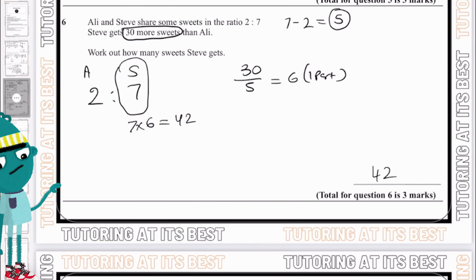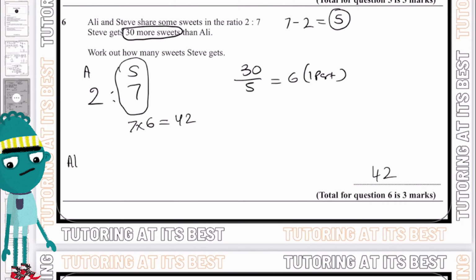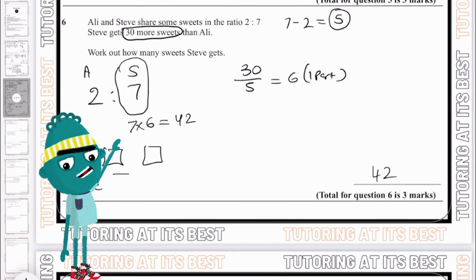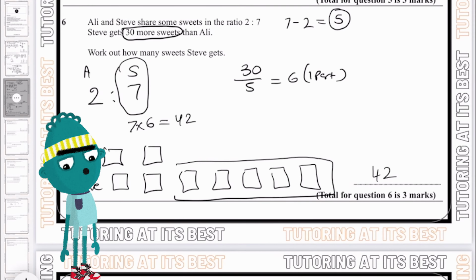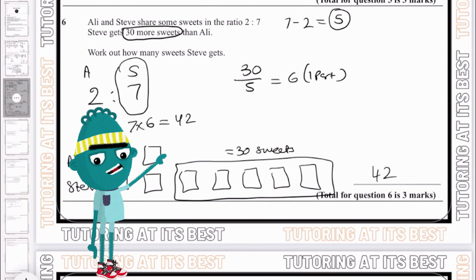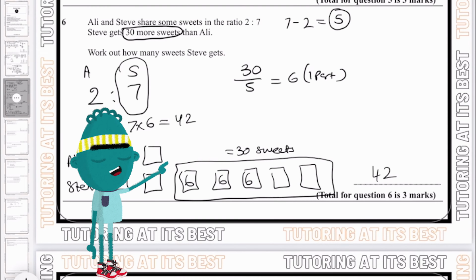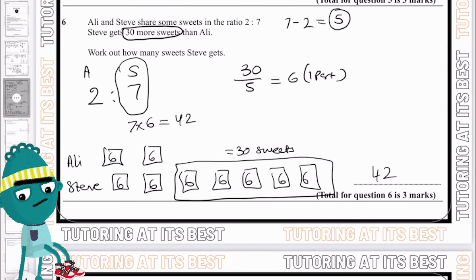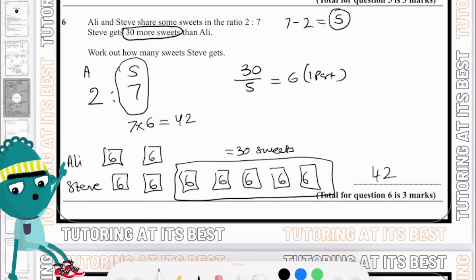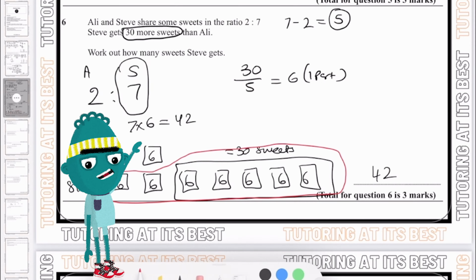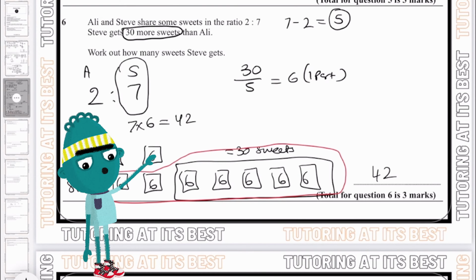But I'm going to give you another visual explanation here. So we have Ali and we have Steve. And Ali has 2 parts, while Steve has 7 parts. So remember now, in this section here, he gets 30 more sweets. And so what we need to do is divide 30 by 5, which gives us 6. And so now we can fill out the remaining ones. And then we add up what Steve gets. So in this case, we have 7 multiplied by 6, and that gives us 42. And that is our answer.